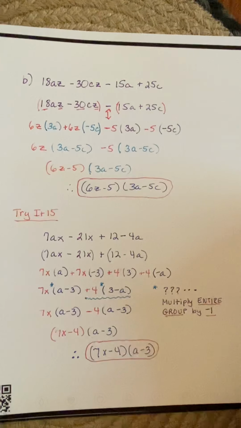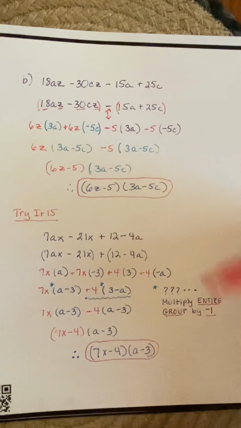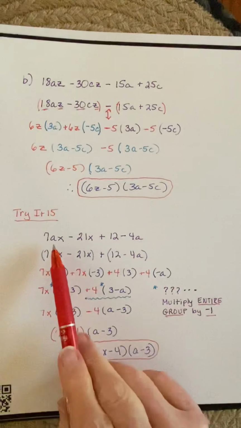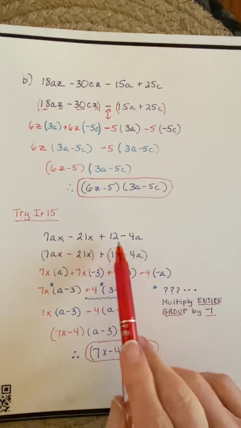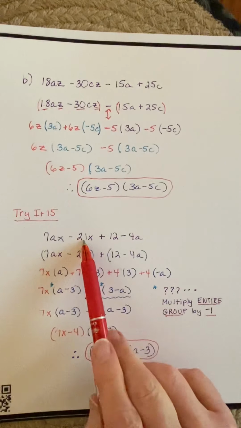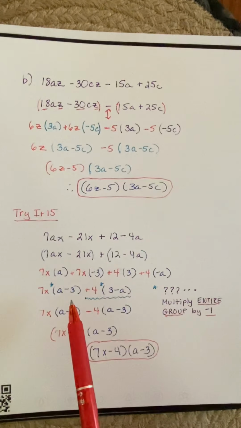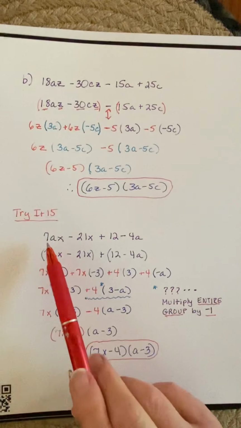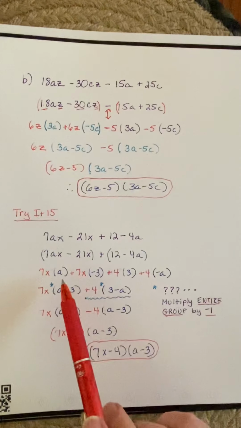Going on to try it 15. Sometimes when I do all of this, I end up with something wonky, and that happens in 15. So I'll show you what to do. So again, we have 7ax minus 21x plus 12 minus 4a. I can take 7 out of each of those and an x, so these two group together and then the last two group together. So like I said, 7 is common to both 7 and 21, so I take a 7 and an x out of each of those.